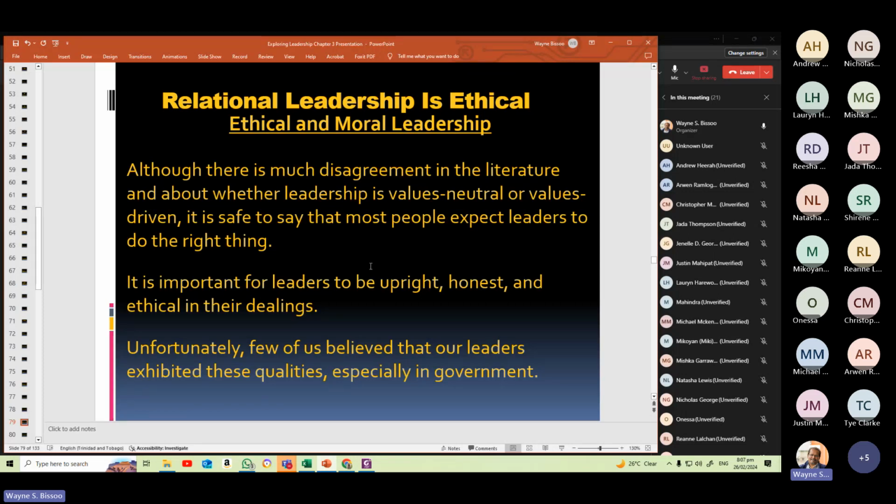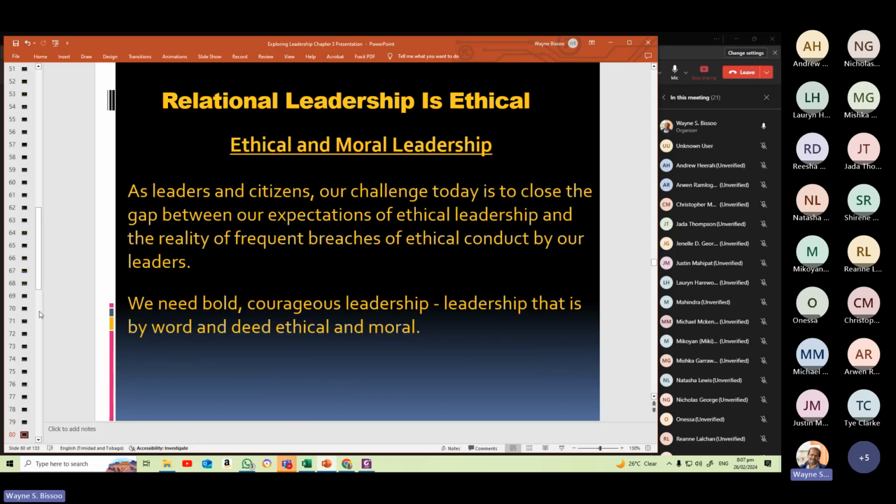All right, so we're talking about the importance of having these high moral values. The problem that we have is that we expect our leaders to be upright, honest, and ethical in their dealings, but oftentimes we find that they don't exhibit those qualities, especially in the political sphere. That's the challenge that we face: as leaders, we ought to exhibit those values that we expect from other people. And that's a challenge.